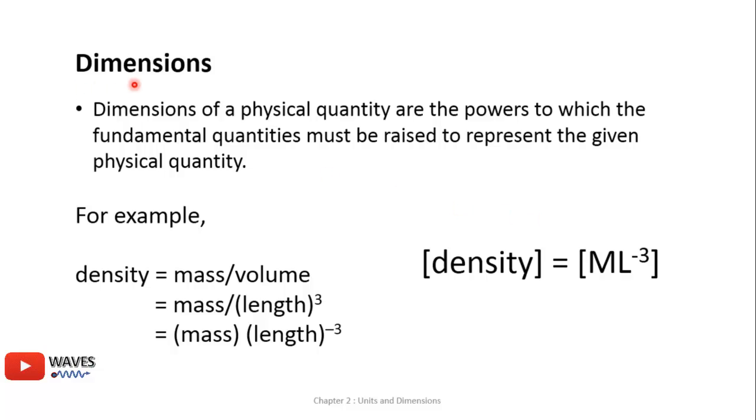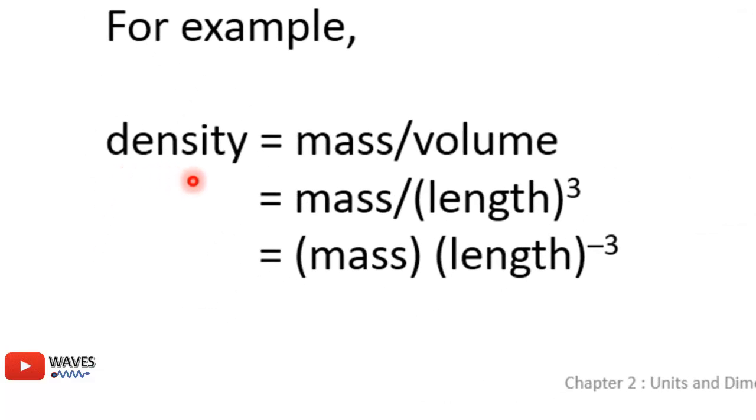Let's come to the basic definition of dimensions. Now we have the physical quantities, and if we can represent them in terms of powers of the fundamental quantities, that will actually represent that physical quantity. The definition seems slightly complicated, so let's take an example. Let's say, for example, density. All of us know that density is mass by volume. Mass is fundamental, but volume is not. So we can convert this volume into length cubed. If you consider the volume of a cube, it's length cubed.